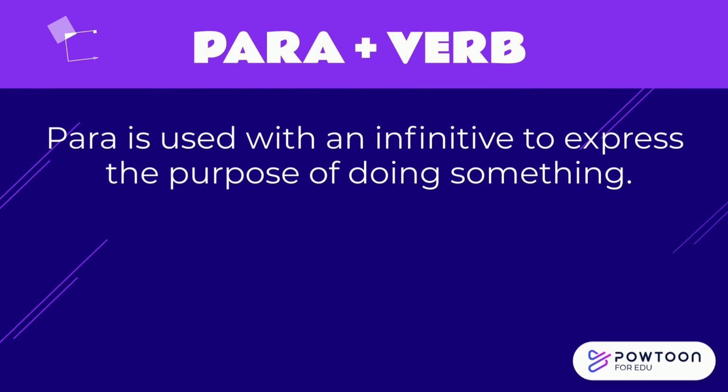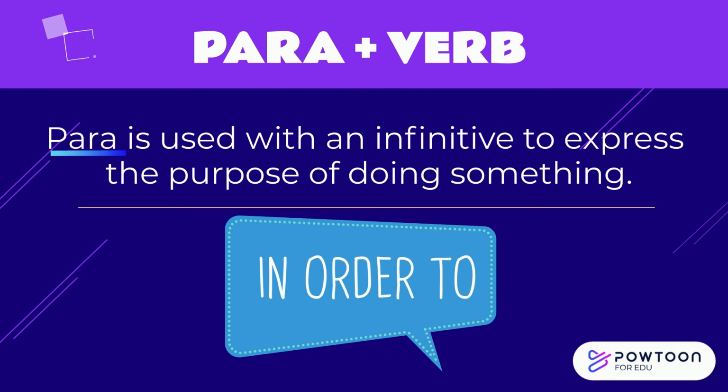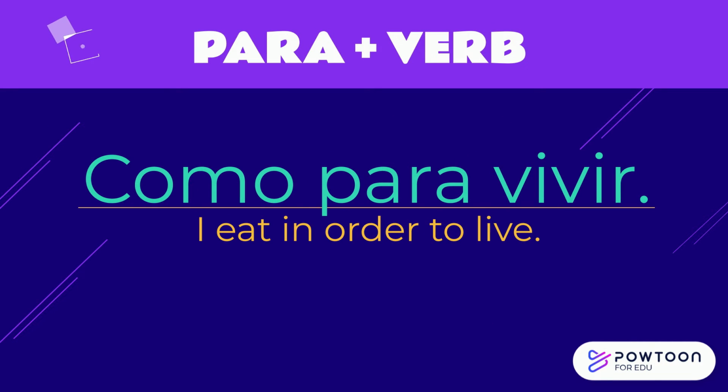You have the word para with a verb after it. If para can be translated as in order to, then the verb that follows isn't conjugated. Like in the sentence, I eat to live, or I eat in order to live, como para vivir.